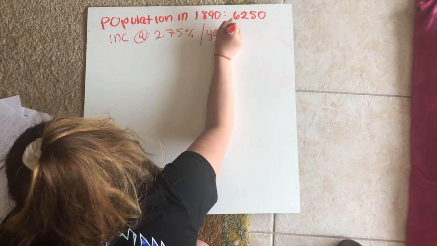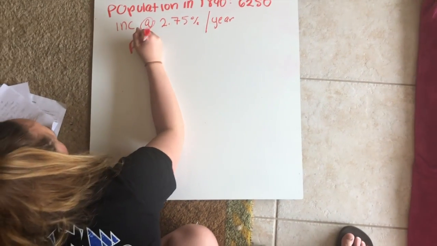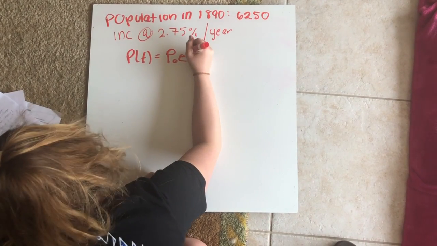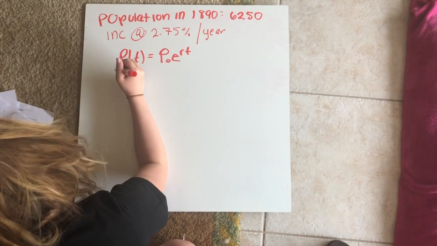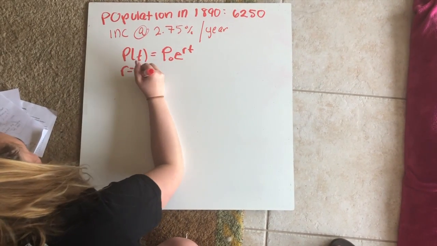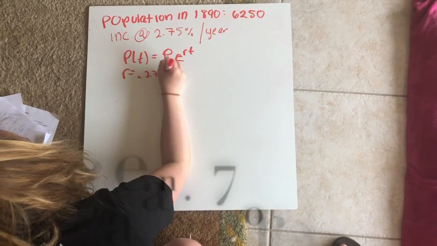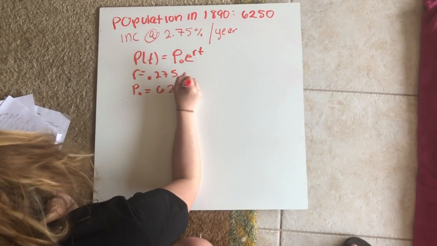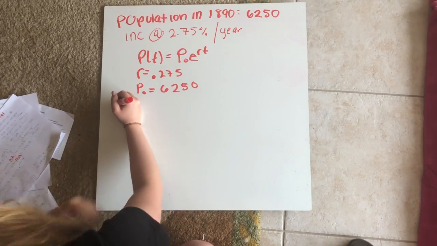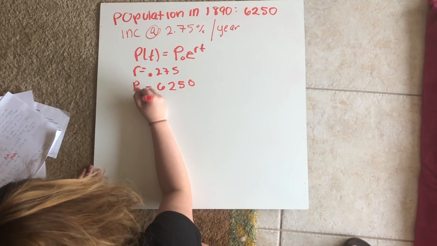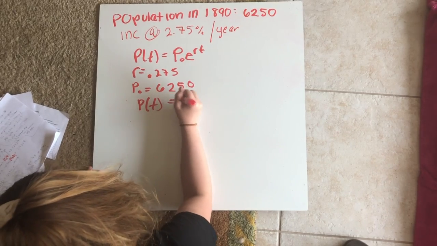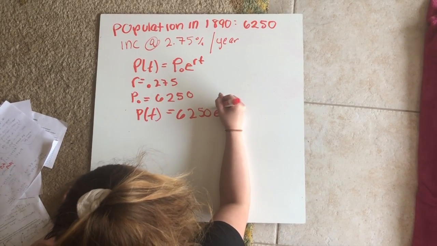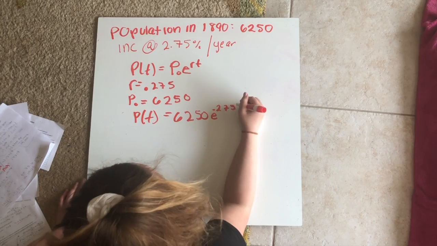To begin, you have to identify your variables and plug them into your equation. You can use the equation P of t equals P initial times e to the rate times time. In this problem, our rate is 2.75%, which translates to 0.0275. Our P initial, which is our population at the initial time, is 6,250 people. There you can plug in the values that are given into our original equation. So P of t equals 6,250 times e to the 0.0275t.